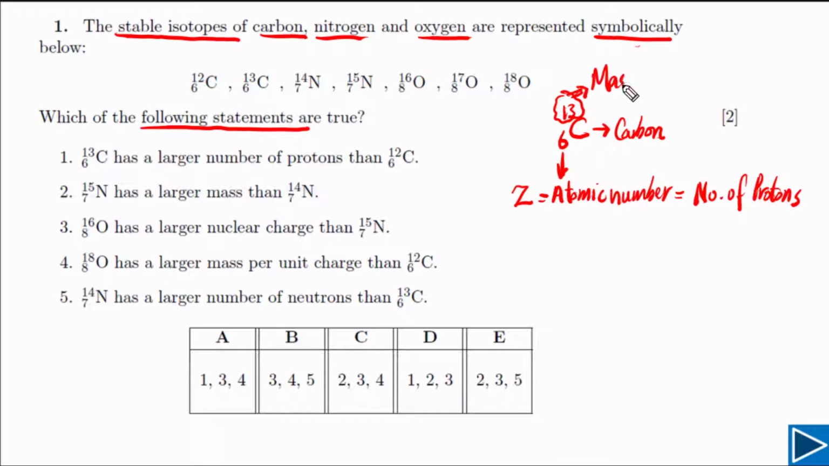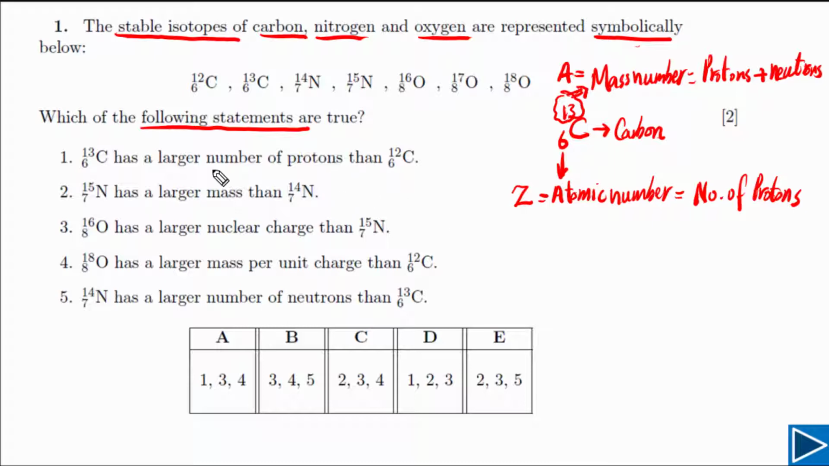We can write down here mass number, and mass number is equal to the sum of protons and neutrons, or we can say number of protons plus number of neutrons. The symbol we use for mass number is A. So this is what we need for this question. This is the concept you need.